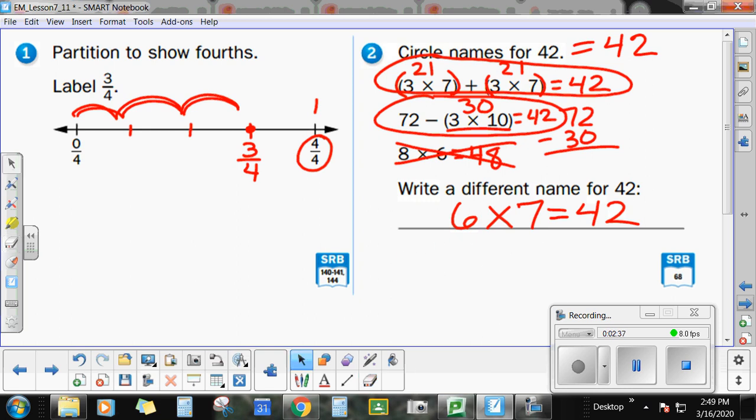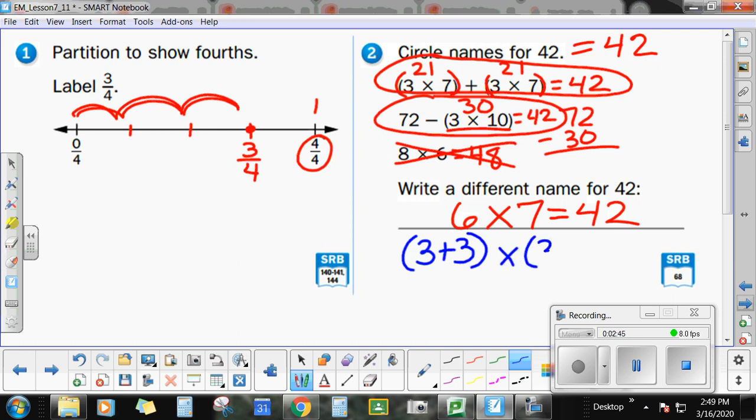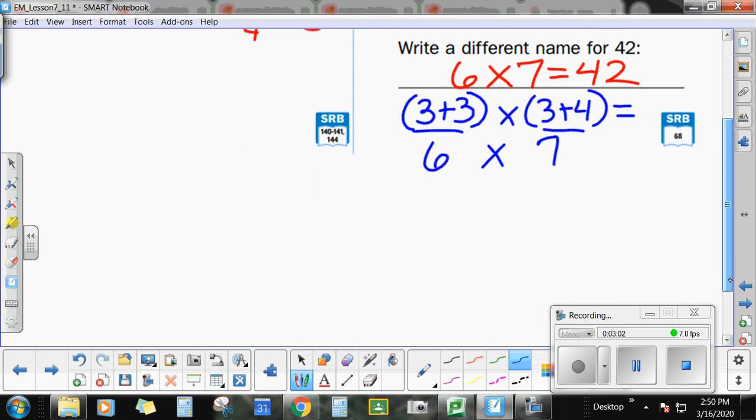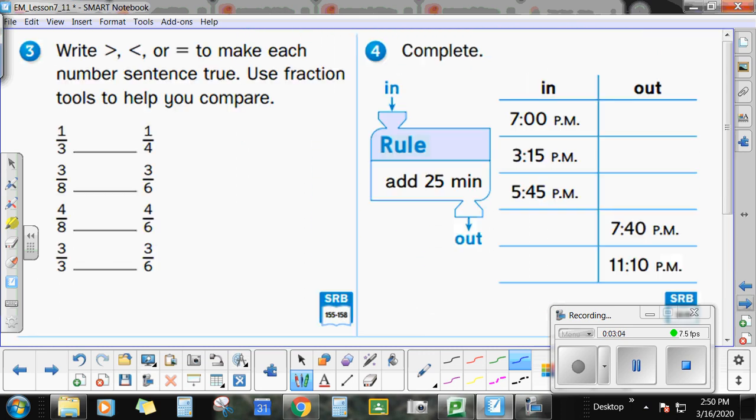And I could do something like, what if I did 3 plus 3 in parentheses times 3 plus 4 in parentheses equals, now I'm going to do 3 plus 3 first to get 6, 3 plus 4 next to get 7, and then multiply those together. So I could get real creative with that one if I wanted to. Okay. All right, moving along.